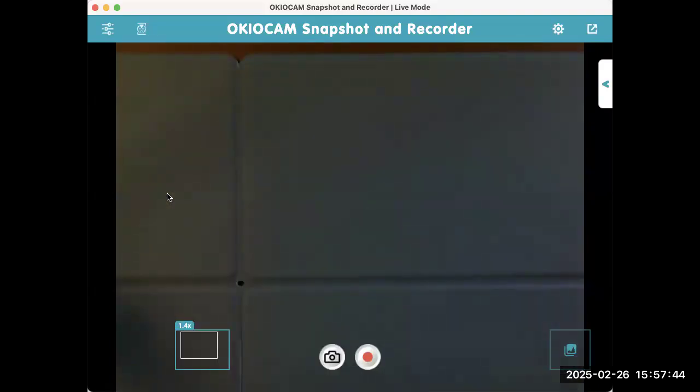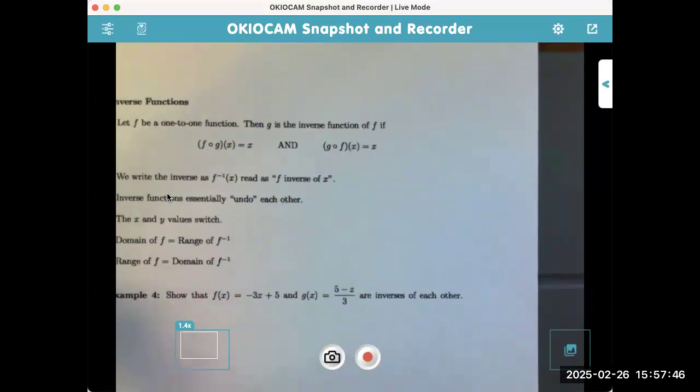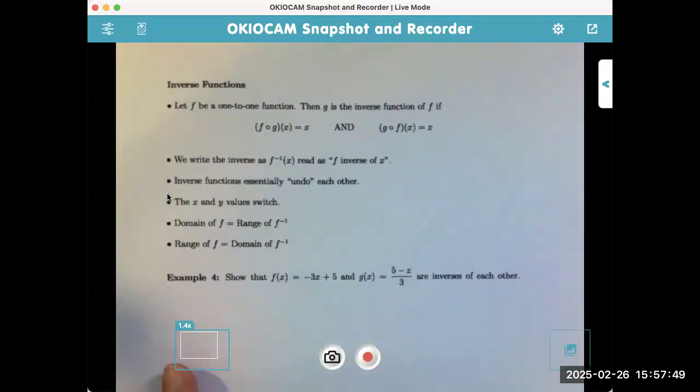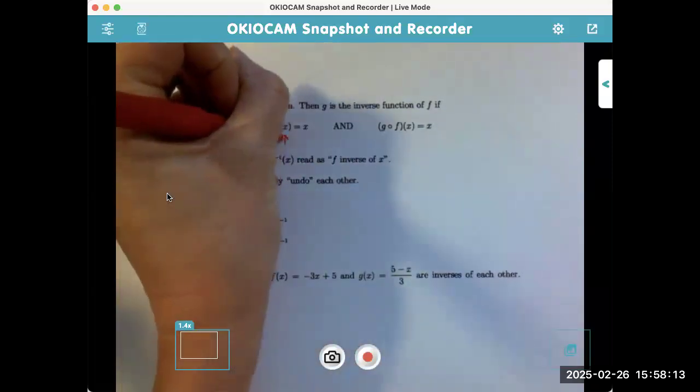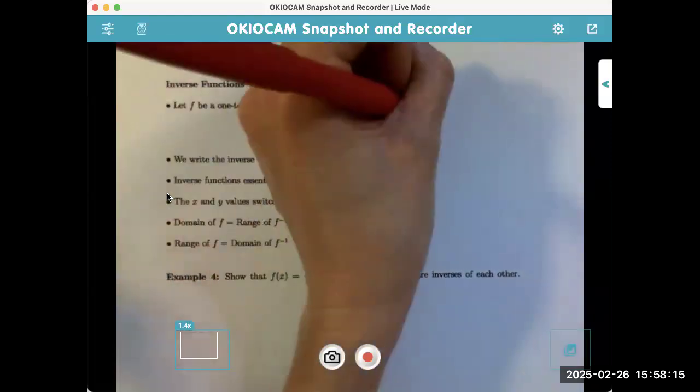So keep moving. Inverse function. Let f be a one-to-one function, then g is an inverse function of f if f composed with g of x equals x, and g composed with f of x equals x. So basically what this means is that what you input is the same as the output.